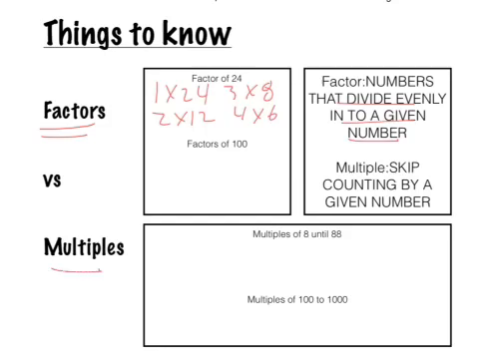Now let's talk about multiples. Multiples, it's really just skip counting by a given number, and I usually give an upper limit as to how far you should go. So if you were doing multiples of 8, you would do 8, 16, 24, etc. until you got to 80. I'm going to ask you to do this one here yourself. So what are the multiples of 100 and stop at 1,000? Give that one a shot.